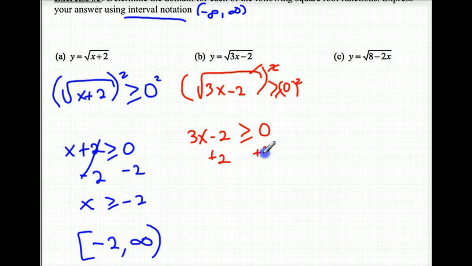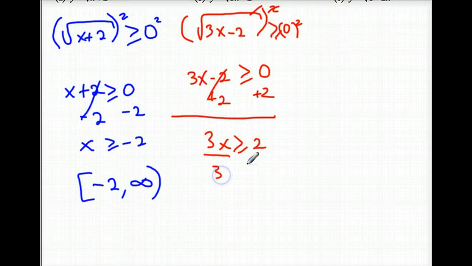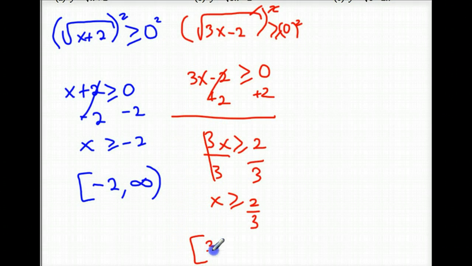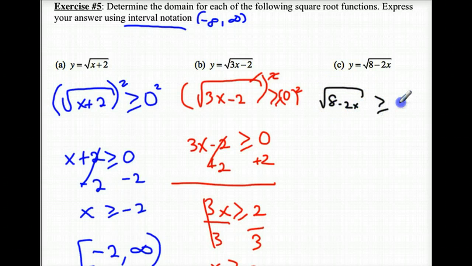Add 2 to both sides. Perfect. 3x is greater than or equal to 2. And then I want x by itself. What would I do? Divide by 3. Cancel. X is greater than or equal to 2 over 3. And remember, my interval notation would be 2 over 3, comma, infinity. And then our last one. Set it up correctly. 8 minus 2x is greater than or equal to 0.